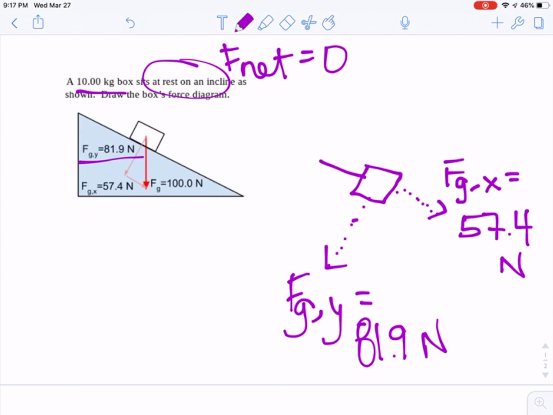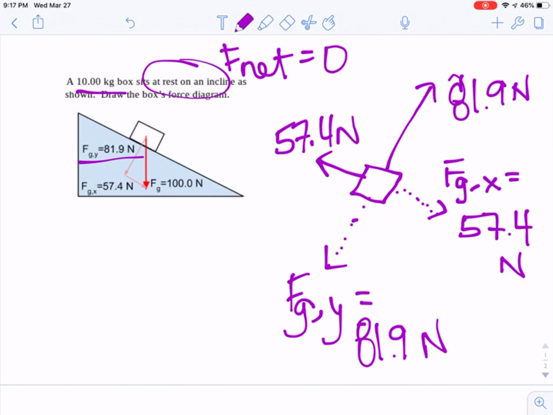So we must have something pointing this way, and it must be 57.4 newtons. And then we must have something pointing up, which must be 81.9 newtons. Okay, this 57.4 is the force of friction. And then this 81.9 is normal force. So we have 57.4 and 57.4, those cancel out. 81.9, 81.9, those cancel out.